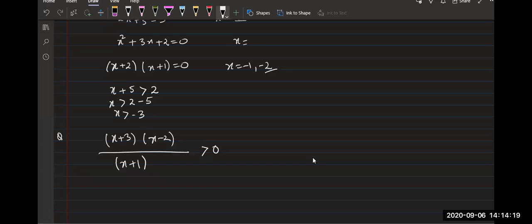Okay, everyone. How to solve this? This is my inequation, and this is my bit of complex inequation. So you might be thinking how to solve this.